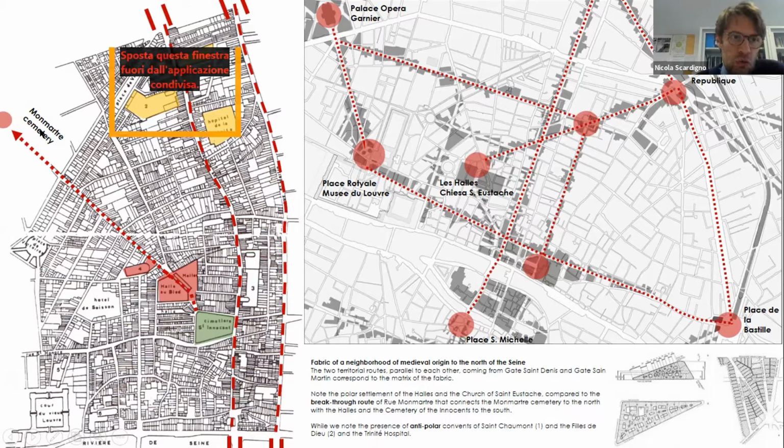the Montmartre Cemetery in the northwest part of the fabric, to the Cemetery of the Innocents to the southeast. On the right-hand side of the slide, we can see instead how the concept of breakthrough route can be translated according to Haussmann's planning of Paris. The ones that you can see indicated are the breakthrough routes that connect the new polarities within the urban fabric of Paris. This produces, for example, as I said before, a triangular shape of block, as you can see on the bottom of the slide.